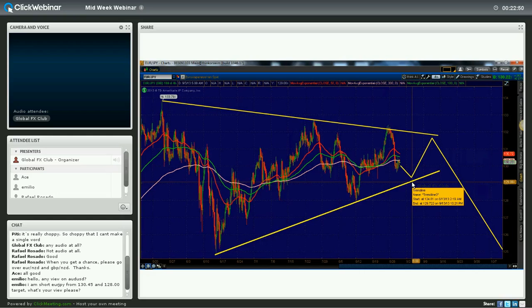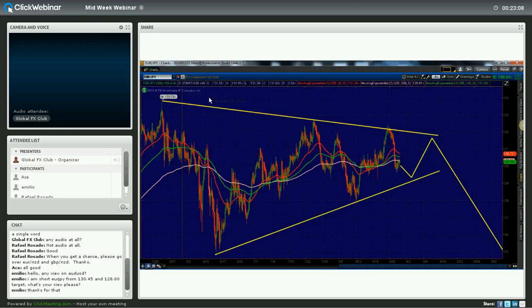You said you're short from 130.45. So you'd be about 130 pips in the green at that point. I would definitely at that point at least look to take some partial profits, just to make sure they don't all evaporate if we do see a bounce off of this trend line. So keep your eye out on that trend line for Euro Yen.